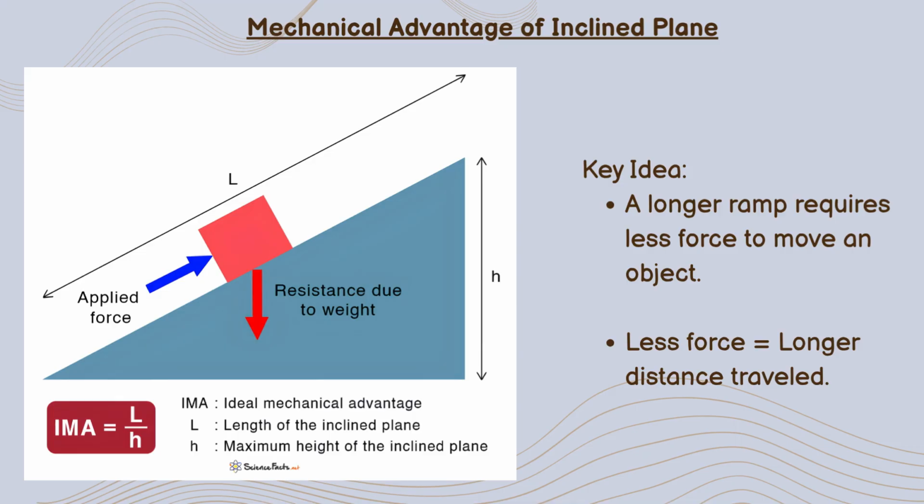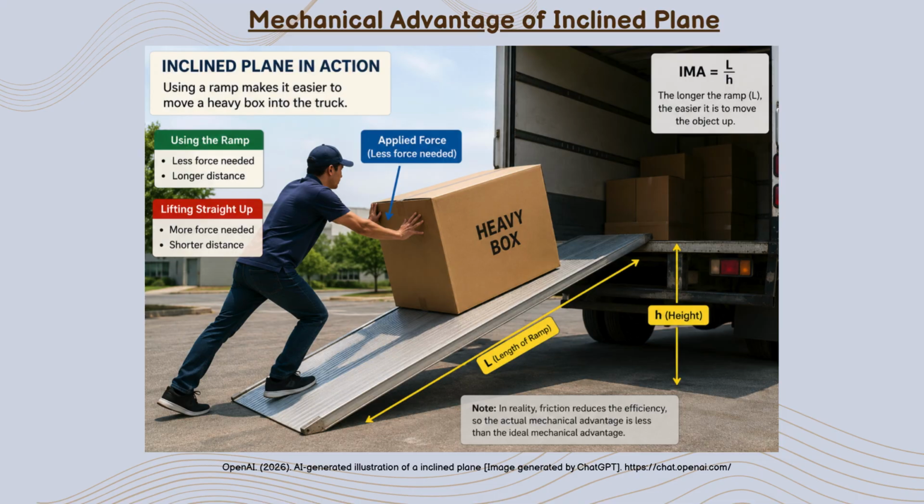Okay? So the key idea is a longer ramp requires less force to move an object. And if there is less force, there will be a longer distance traveled. So some examples of an inclined plane: there is an applied force using the ramp, less force needed, there is a longer distance. Lifting straight up, more force needed, shorter distance. So that's the advantage of using an inclined plane.